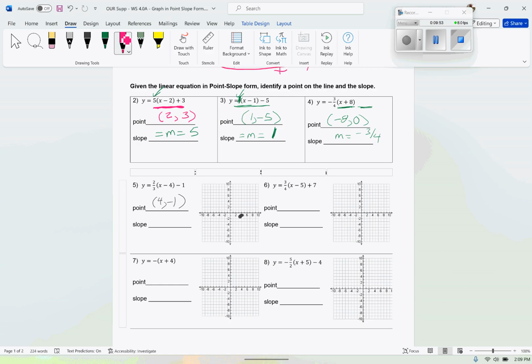And what's my slope of this line? What's my slope? 2 over 3. So from this point, I'm going to go up 2, right 3. And I draw myself my line. So there's 2 points that are there. Just draw the line.